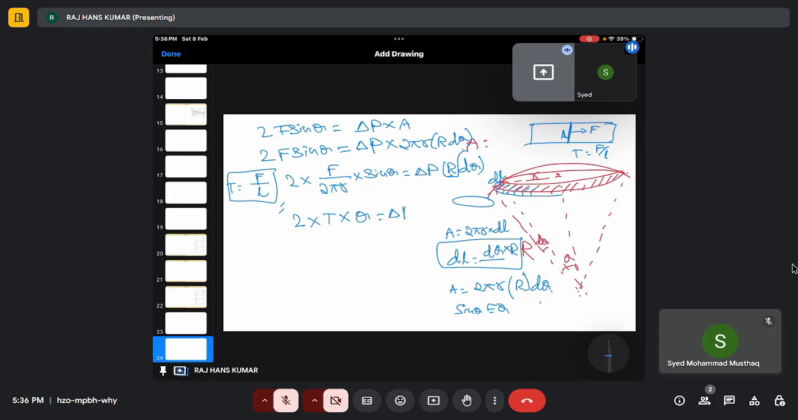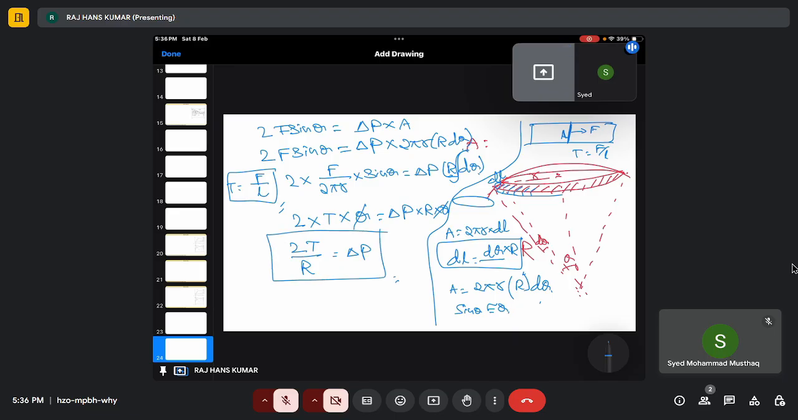Now upon integrating, d theta will be turning into theta. Let me draw a line here. On integrating this, d theta will be turning into theta. So this theta will get cancelled. So 2T by r equals to delta p.